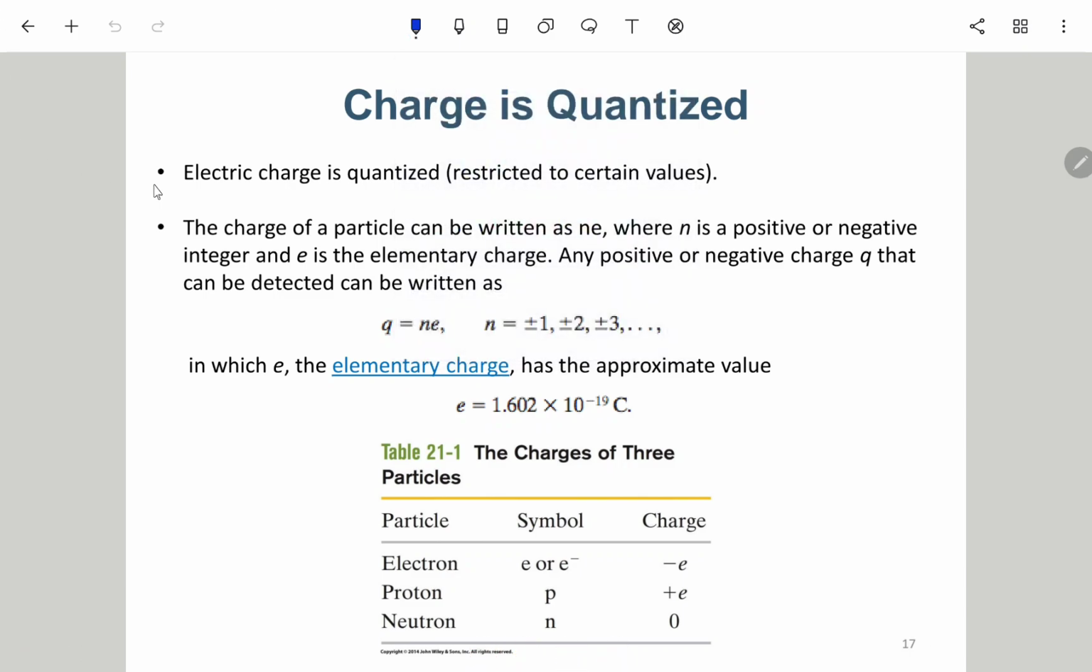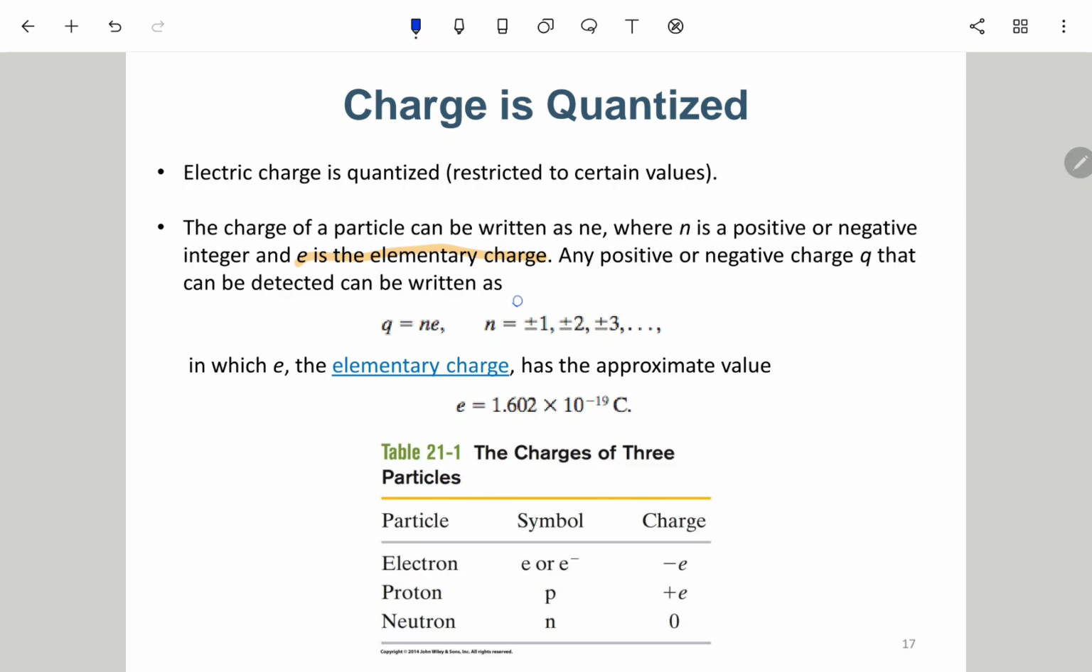Okay, so this is nothing but electric charge is quantized, restricted to certain values, 就是它不是一个连续的值，就如此而已。Okay, so here it says the charge of a particle can be written as n times e, where n is a positive or negative integer, and e is the so-called elementary charge. So this is a really important constant. So any positive or negative charge q that can be detected can be written as q equals ne, n equals plus or minus 1, 2, 3, and so on and so forth.